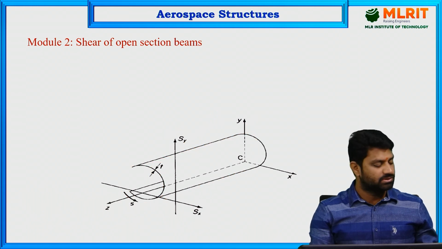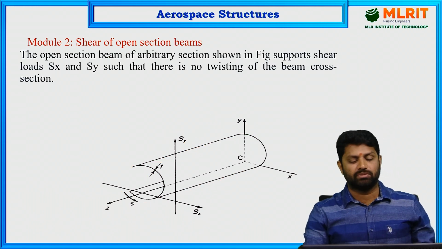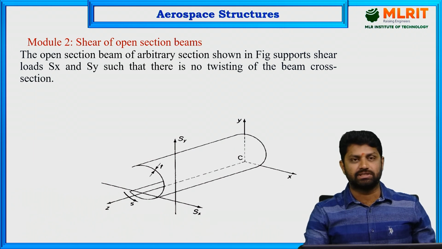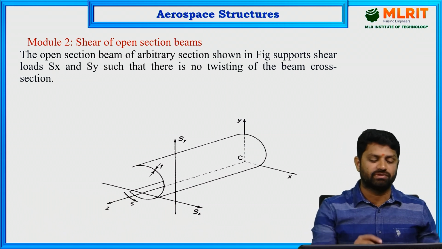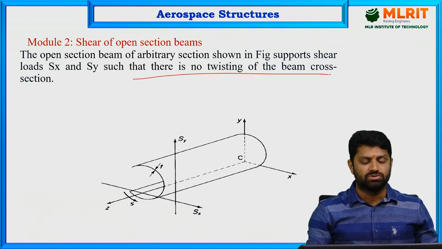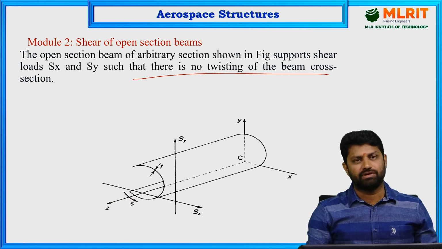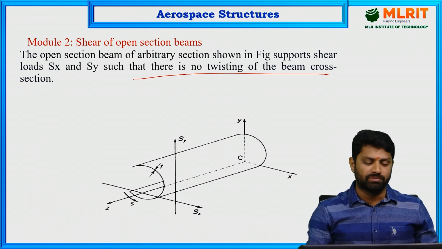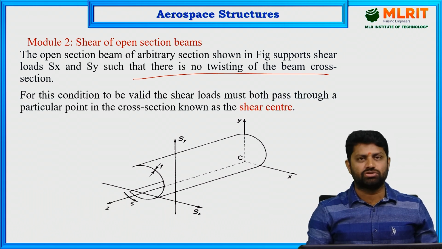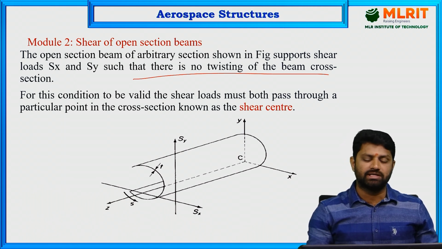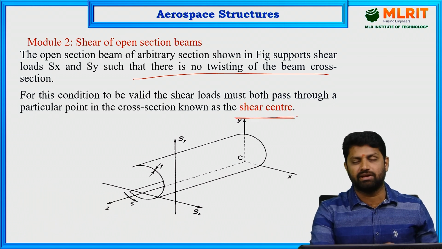The open section beam of arbitrary section shown in the figure supports the shear loads Sx and Sy such that there is no twisting of the beam cross section. That is very important. We are applying the horizontal and vertical shear loads Sx and Sy in such a way that there is no twisting of the beam cross section. For this condition to be valid, the shear loads must both pass through a particular point in the cross section, and that point is defined as the shear center, which is a very important term here.